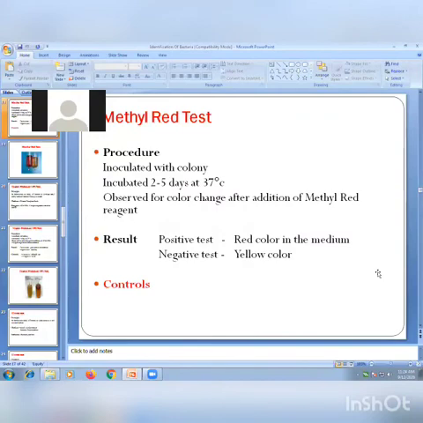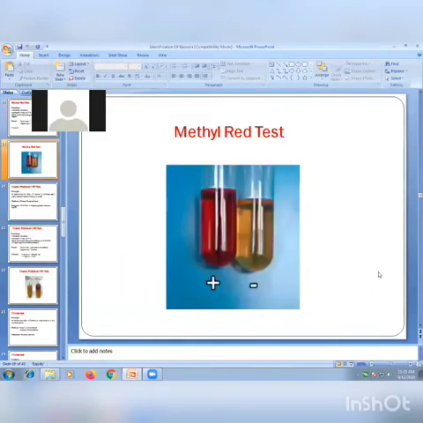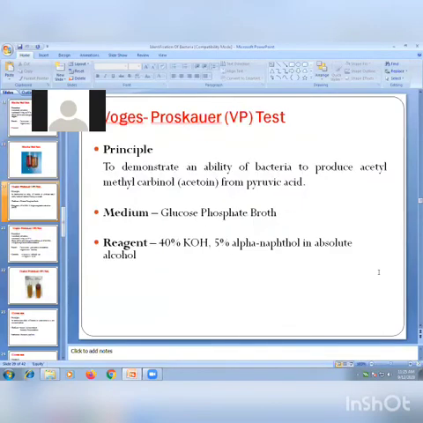Procedure, again simple. Inoculate the test organism, incubate for 48 hours at 37 degrees centigrade. Observe for color change after addition of methyl red reagent. Positive test, red color in the medium. The whole media turns red. Negative, yellow color. Here, methyl red test: positive, red color; negative, yellow color.